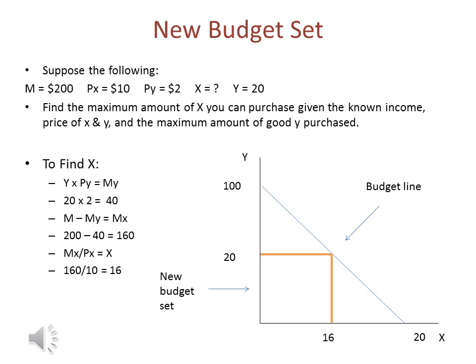To find X, take your units of Y times the price of good Y to give you the amount of income spent on good Y. That is 20 times $2, giving a total of $40 spent to purchase good Y. Then take your total income of $200, subtract the $40 spent on good Y to get a remaining income of $160 to spend on good X. Then you divide the remaining income of $160 by the price of good X, which is $10, leaving you with 16 units of good X. Plot this point of good X on your graph. The orange square represents your new budget set.